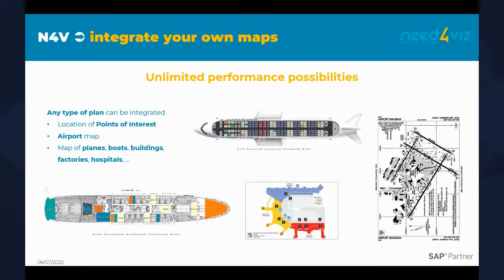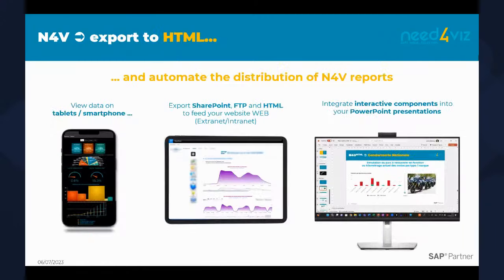Also, you can integrate your own maps. This is unlimited performance possibilities. You can ingest any type of locations or points of interest, such as airport maps, planes, stadiums, boats, buildings, factories, hospitals. If you have a map of a specific structure, we can help you integrate it.